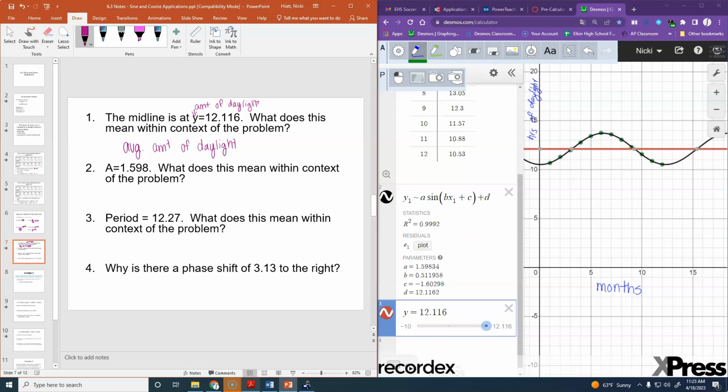All right, what is the 1.598? That was our amplitude. What does that mean? Perfect. It is your variation from the average. So it tells us that at our highest point, we're 1.598 hours more than the average, and at our lowest point, we're 1.598 hours below.